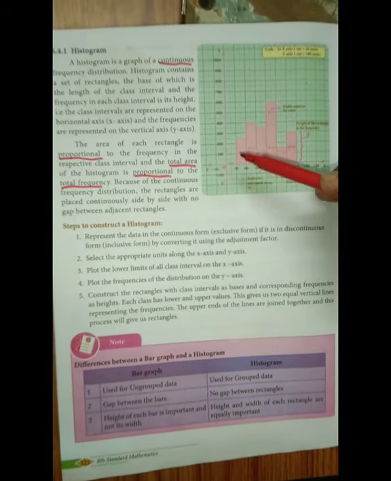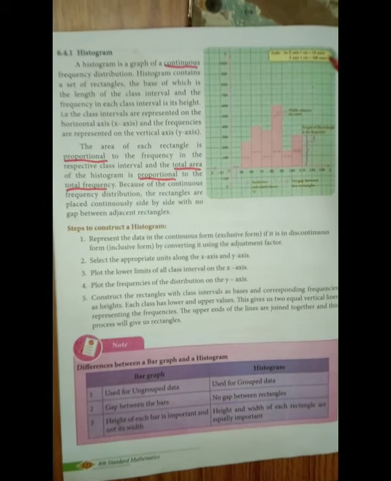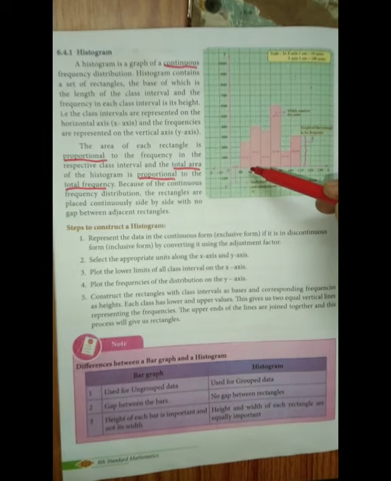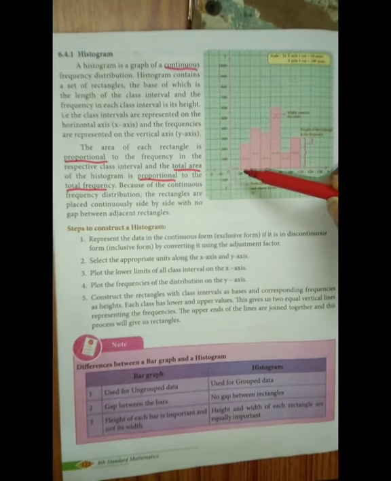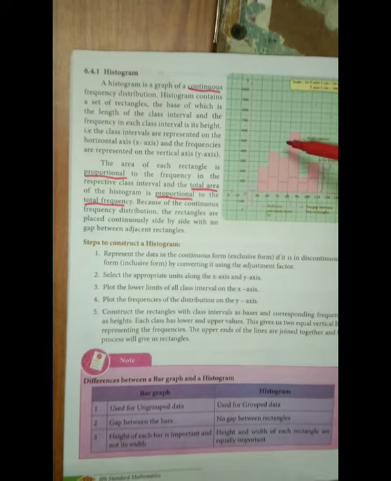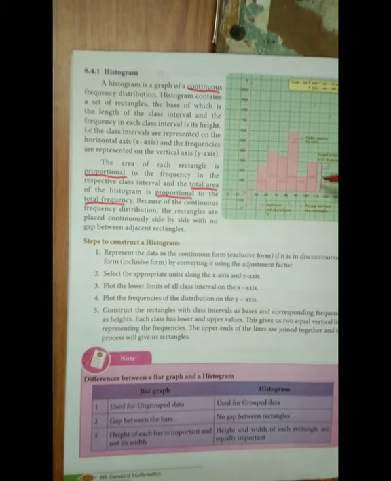Here, if the given class intervals do not start from 0, we are going to indicate one break. That break is called a kink or break, and there is no gap between the rectangles, and the width remains the same. For all the rectangles the width will be the same, and the height of the rectangle is the frequency. For the given value we are going to draw the frequency as height.